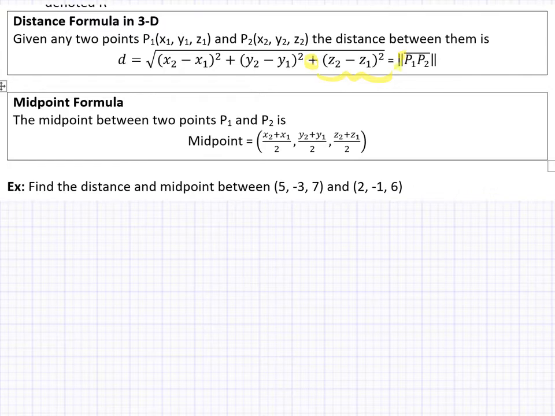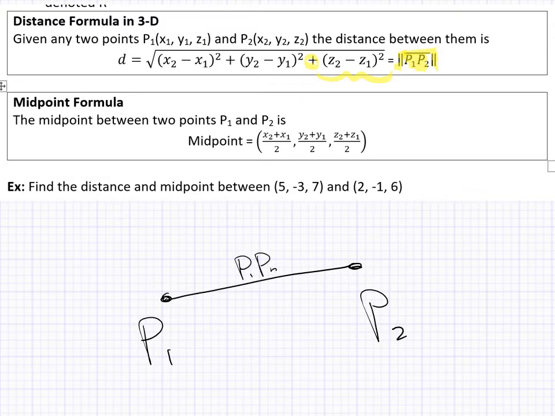Seeing these double bars here is essentially saying I'm finding a distance between point 1 and point 2. Point 1 and point 2 with a little line over it means I'm looking at the line segment. So here I have point 1, here I have point 2, and there's a line segment that connects the two of them. So this is the line segment, point 1, point 2.